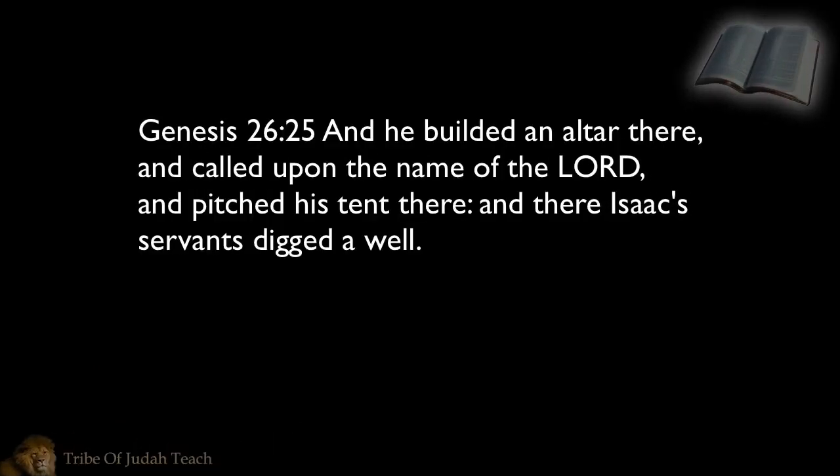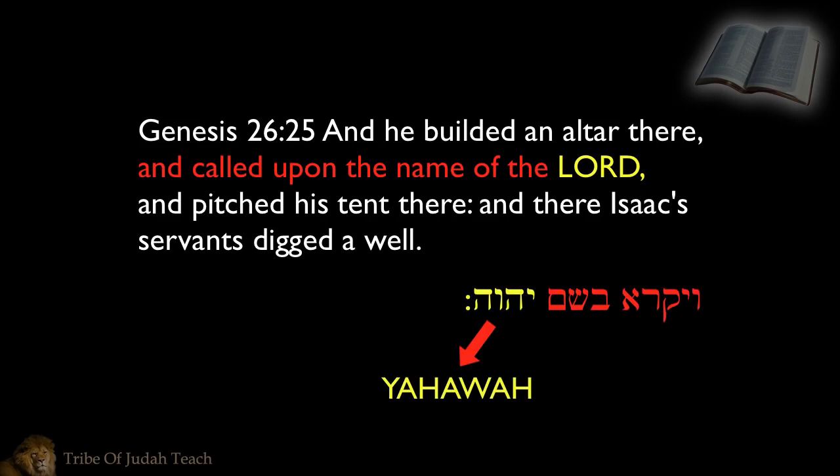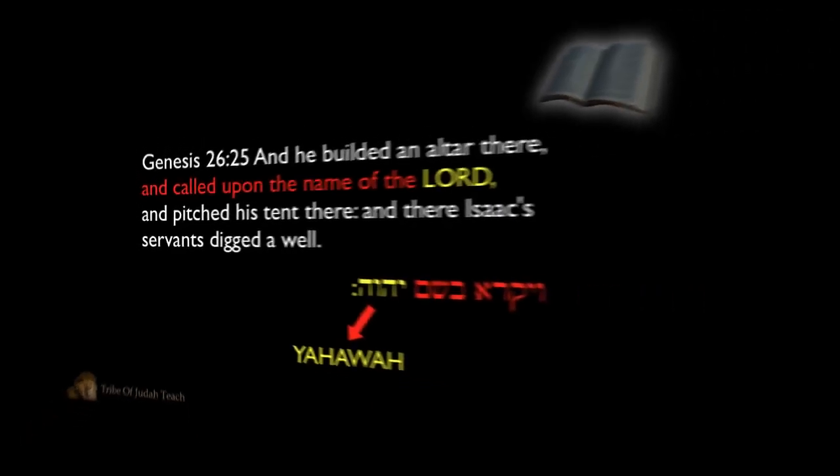"And he builded an altar there," watch this, "and called upon the name of the Lord." There it is. Once again, what is that word Lord in the Hebrew? Yahweh. The Hebrew says, "Wayakwara'a basham Yahweh." Isaac called upon the name of Yahweh. He knew the name. Now let's see if Jacob knew the name Yahweh.